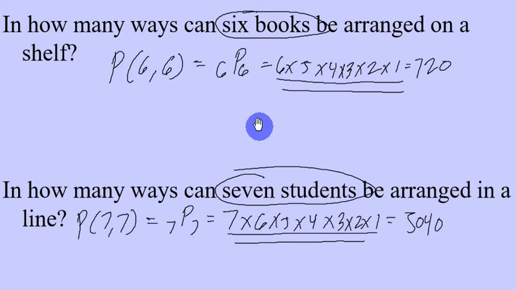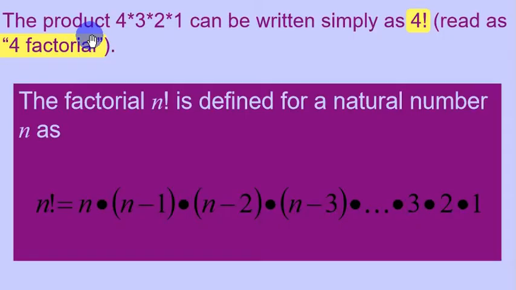Now, as we look into our permutations, it's actually quite cumbersome to write long multiplication expressions like these. In math, we are given a way to shortcut, or to write in shorthand, this long mathematical expression. So, the product of 4 times 3 times 2 times 1 can simply be written as 4 with an exclamation point. And this is read as 4 factorial.